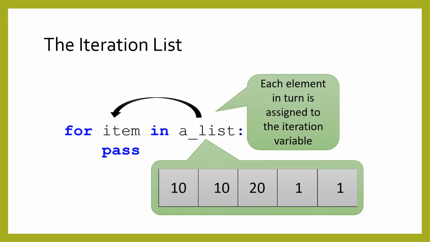A crucial element of any for loop is the iteration list. This is the data that we want to iterate over. When the loop executes, each item of the list will be assigned to the iteration variable in turn. It doesn't matter if the list has no items, 10 items, or 1,000 items, Python will still process each one in turn.